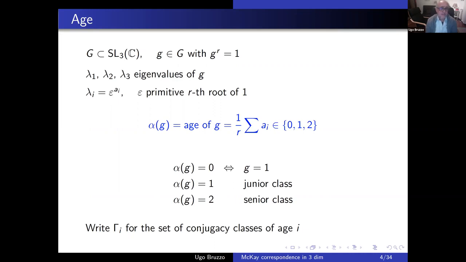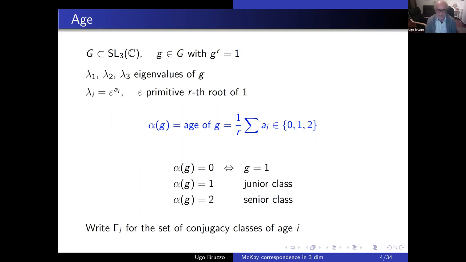So if lambda 1, 2, 3 are the eigenvalues of G regarded as a matrix in SL3C, then you can write these as exponents of a primitive root of unity of order R, with some exponents a_i. You call age the normalized sum of these exponents, normalized with respect to the order of the element. So this is the age of the element.